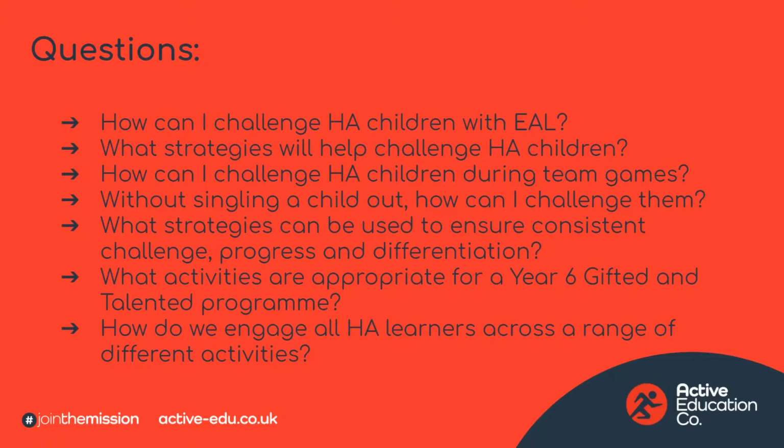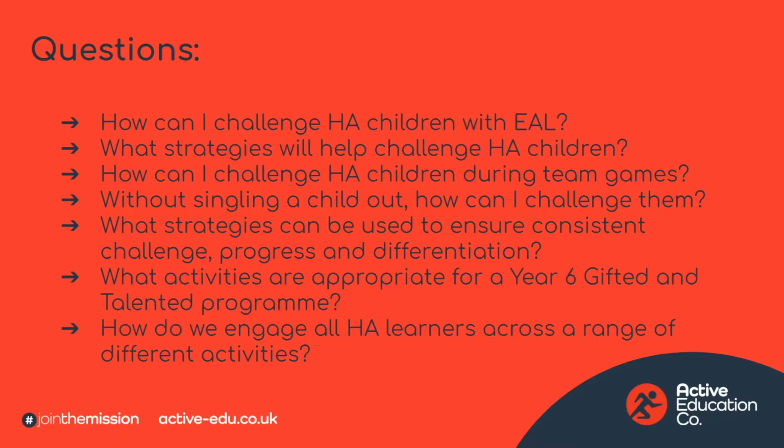Without singling a child out, how can I challenge them? So there will only be as much singling out for them as there is for a lower ability child. It will just be a case of going over to that group or going over to that child and quietly giving them the next challenge or the extension activity or the slight change in the work that they're doing. It doesn't have to be telling the whole class that this one child or these two children are doing something different to everybody else. It's just making sure those children get given that challenge.